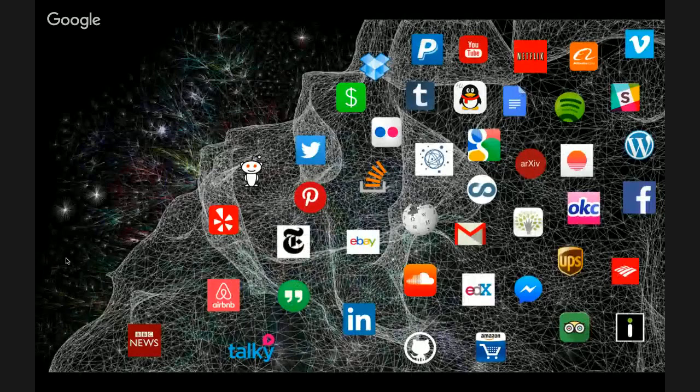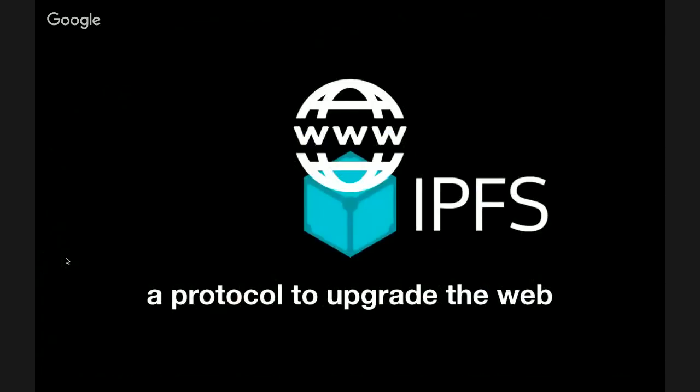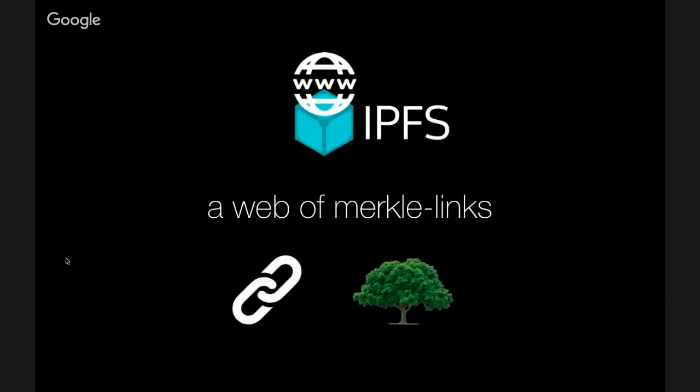So in short, IPFS is just a protocol to upgrade how the web works. It is meant as a complement or replacement to HTTP, and that's the layer that we're going at. You can think of it as a web of Merkle links. I'll explain what those are in a moment, but if you've never heard of a Merkle tree, it's a data structure that is also used in Git for versioning, in BitTorrent, in Bitcoin for payments, and it's used in a lot of file systems and a lot of different cryptographic applications and so on.